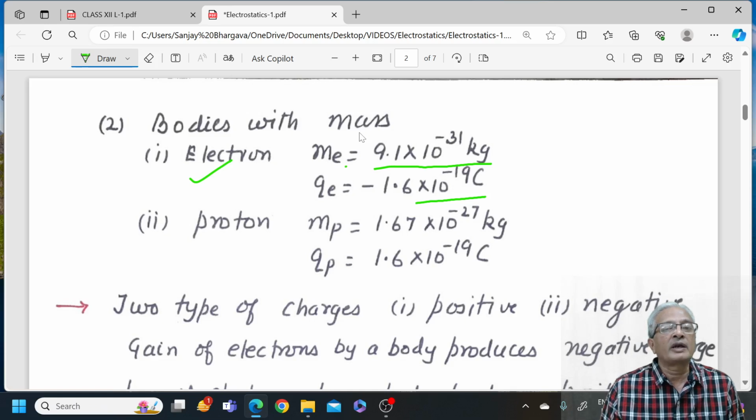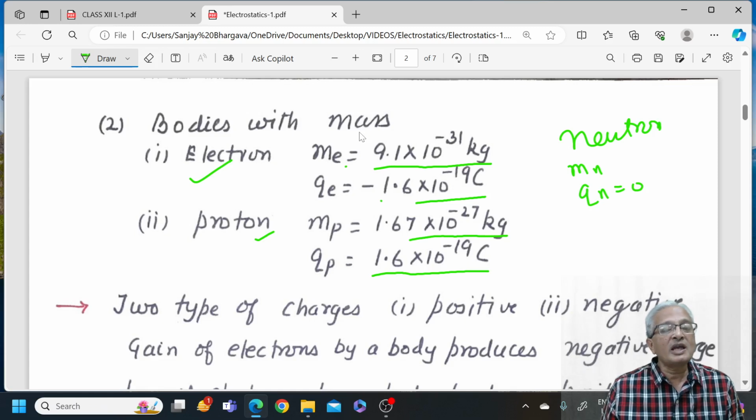Electron has mass, therefore carries a charge. Similarly, proton. Mass of the proton is 1.67 into 10 raised to power minus 27 kilogram. And what is the charge on the proton? 1.6 into 10 raised to power minus 19 coulomb. So they represent a body which possesses mass and therefore can also be given charge. We can always think about a body called neutron. Neutron, mass of the neutron is known to us, but what is the charge on the neutron? That is supposed to be zero. That means every massive body necessarily may not carry charge, but every body possessing charge would definitely have mass.